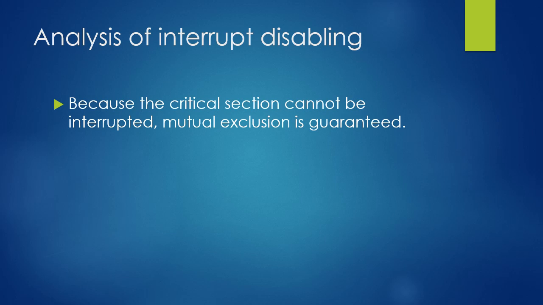Let us analyze the technique of interrupt disabling. Because the critical section cannot be interrupted, mutual exclusion is guaranteed. If a process is in its critical section, it cannot be switched even if its time slot expires because the clock interrupt is disabled. If an IO transfer has completed, the operating system will not know right away because right now interrupts are disabled. The price of this approach, however, is high.